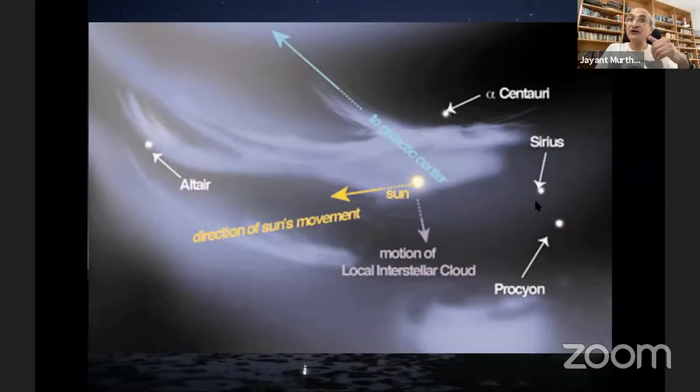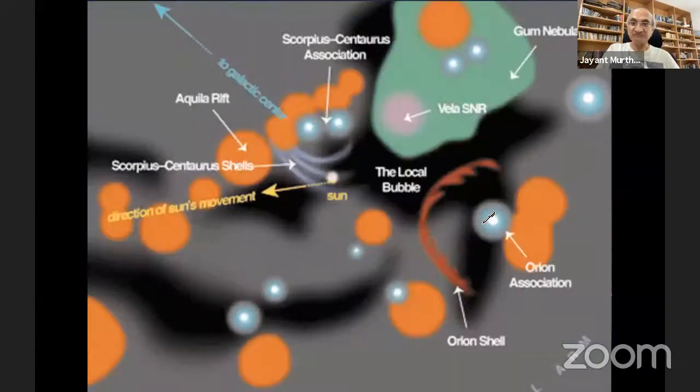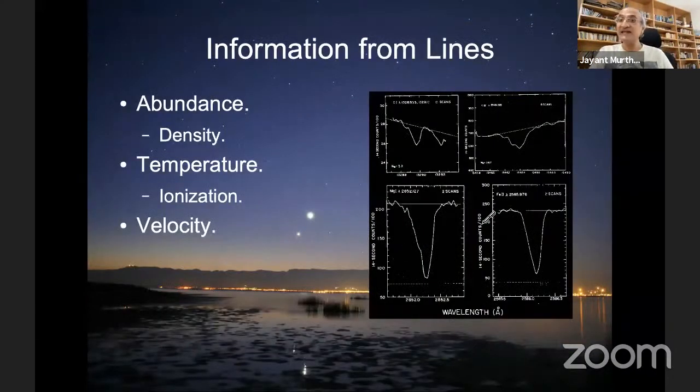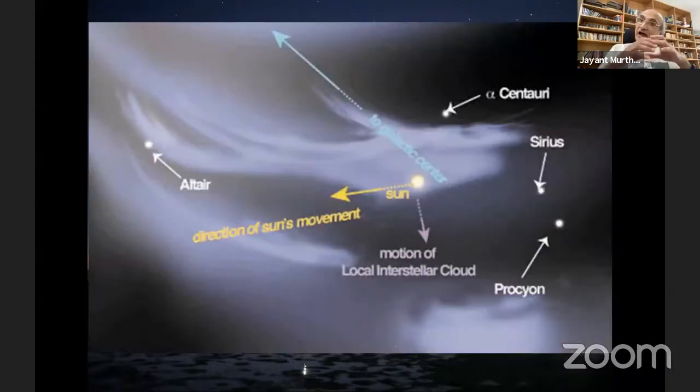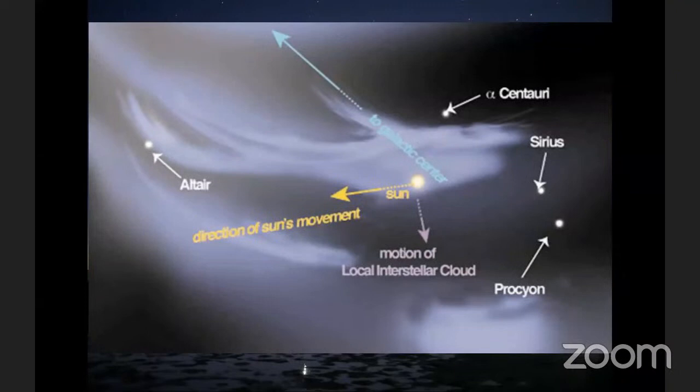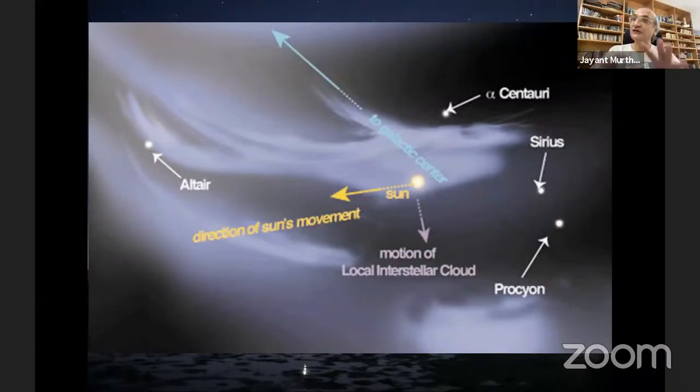So what I do is I look at the spectra along the lines to all of these different stars. In some stars, I might see the hydrogen lines moving with this velocity and this density. In others, I might see them moving with some other density or velocity. And I put them all together and I draw a picture of the local interstellar medium. Now, this is by far not the only picture you can draw. You can draw many different things which will satisfy all of the constraints, but it's a reasonable picture.